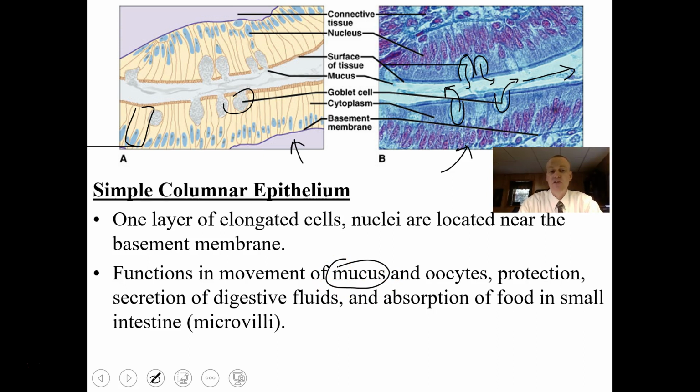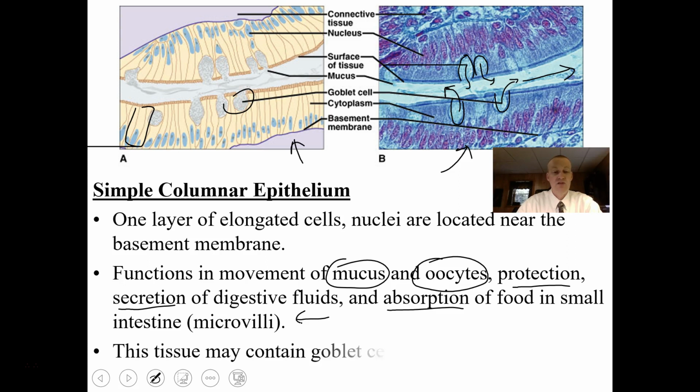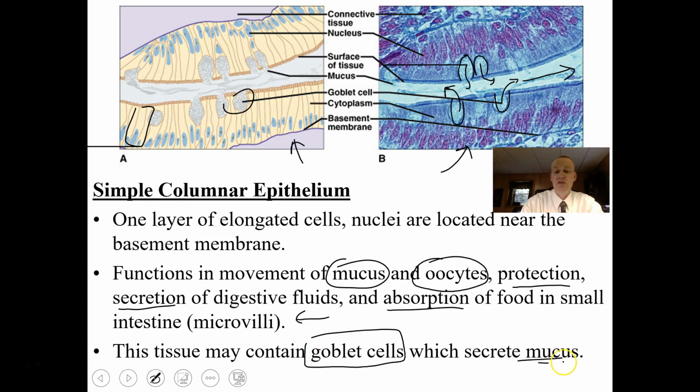Oftentimes, these simple columnar cells will also move in female fallopian tubes. They'll move the oocytes, the egg cells. They also serve as protection, and they serve as secretion of digestive fluids. In your small intestine, they absorb food, and they're going to have microvilli that allow them to increase the surface area of the membrane and therefore bring food easily into the body. And those goblet cells will secrete mucus in many places, and that mucus is really important.